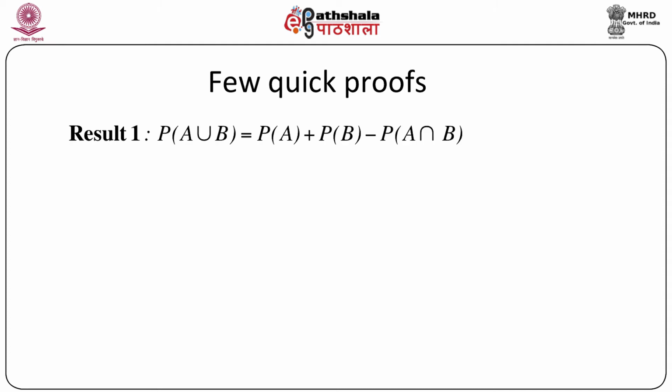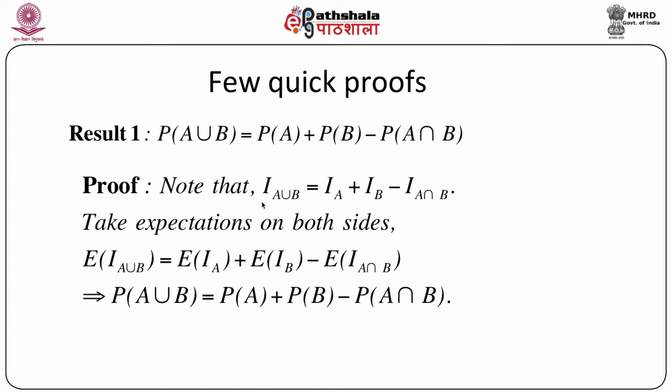Now let us do a few quick proofs. One is probability of A union B equals probability of A plus probability of B minus probability of A intersection B. Now we all know the proof of this result, because we can just look at the Venn diagram and split A union B into a union of a few disjoint sets and then apply the axiomatic definition of probability and we will get the proof. But here I am going to prove this result using the indicator function.